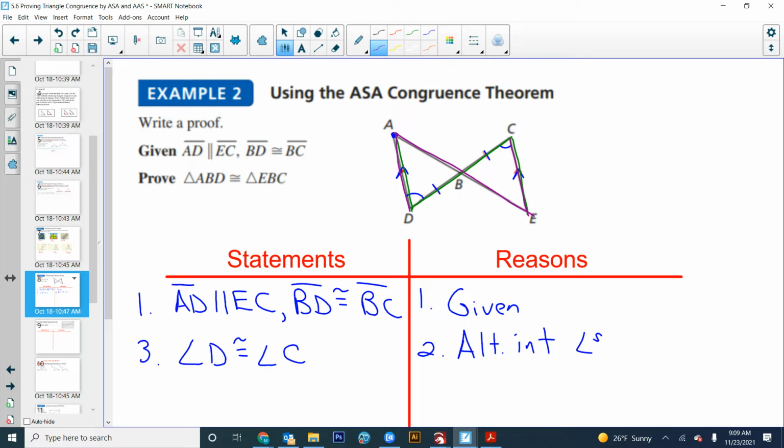All right? Now, I'm going to give you that option. You could have also said angle A is congruent to angle E. Alternate interior angles. You guys want to mark it?